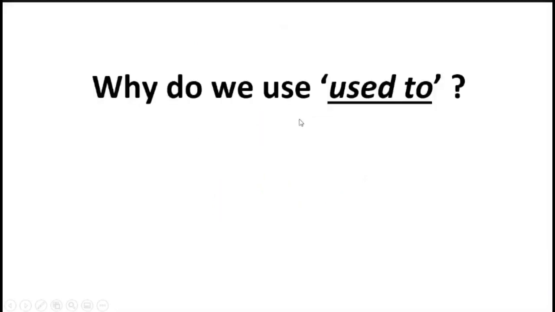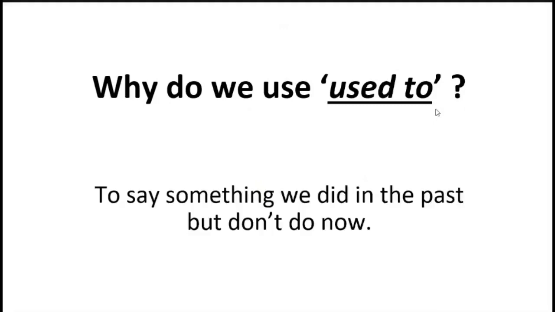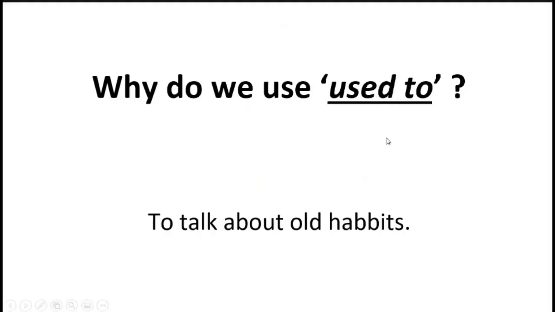Used to. Why do we use used to? Used to'yu neden kullanıyoruz? To say something we did in the past but don't do now. Eskiden yaptığımız ama artık yapmadığımız. Eskiden sahip olduğumuz ama artık sahip olmadığımız şeyleri anlatmak için used to'yu kullanırız. Or to talk about old habits ya da eski alışkanlıklarımızdan bahsederken. Yani eskiden yapıyorduk ama artık yapmıyoruz.